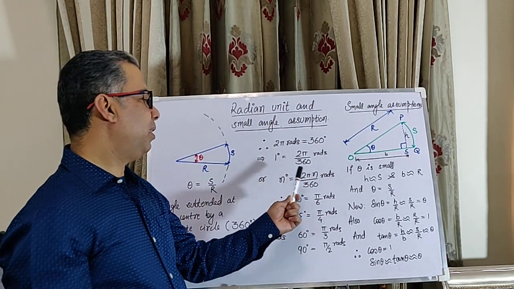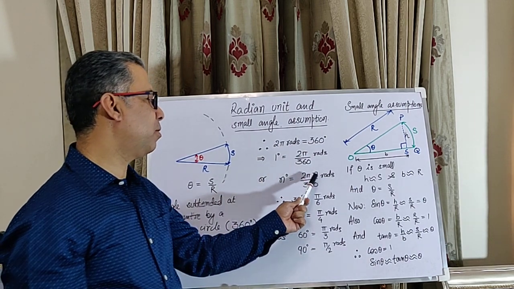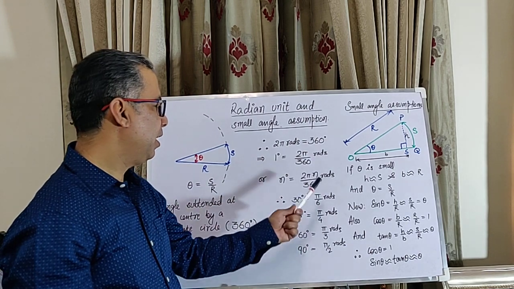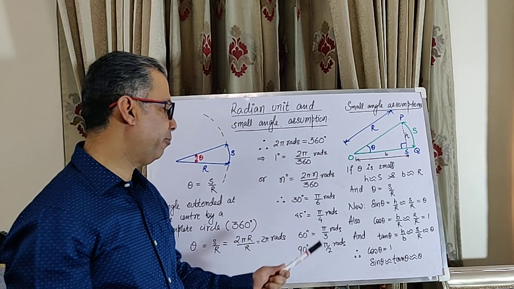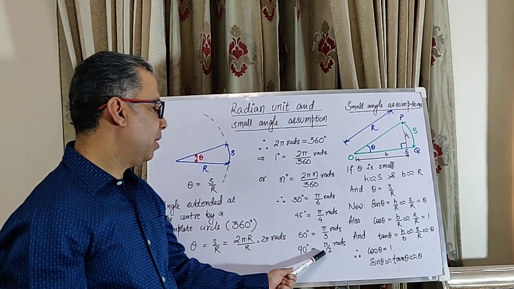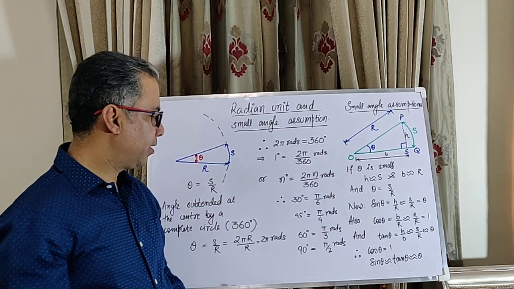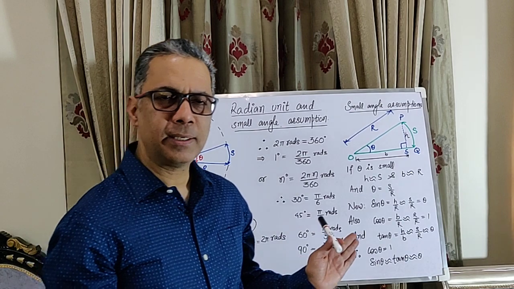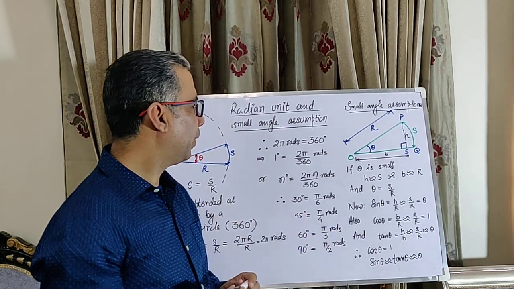Now using this result, if the angle is 30 degrees, you substitute 30 in place of n, you get pi by 6. If in place of n you substitute 45 degrees, you get pi by 4, and so on. 90 degrees finally corresponds to pi by 2. So that's the angle correspondence between radians and degrees.